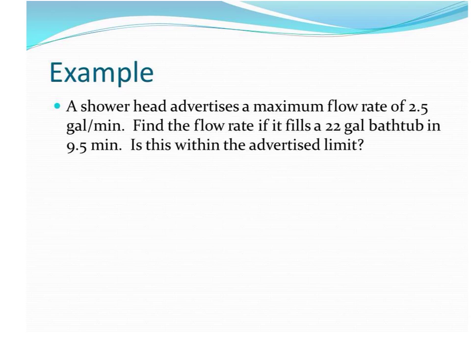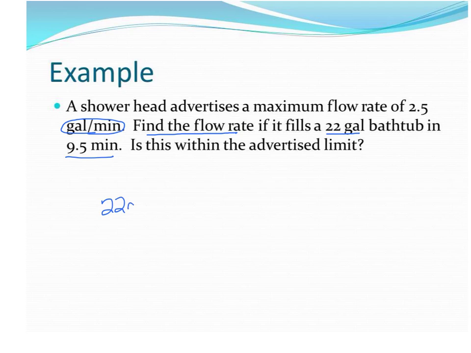A showerhead advertises a maximum flow rate of 2.5 gallons per minute. Find the flow rate if it fills a 22-gallon bathtub in 9.5 minutes. Is this within the advertised limit? Okay, so looking at your units, find the flow rate. So the flow rate is gallons per minute. So what's that telling me to do? Put my gallons over my minutes. That's going to equal my flow rate.